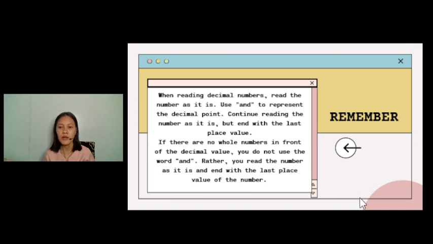So, remember, when reading decimal numbers, read the number as it is. Use end to represent the decimal point. Continue reading the number as it is, but end with the last place value. If there are no whole numbers in front of the decimal value, you do not use the word end. Rather, you read the number as it is and end with the last place value of the number.